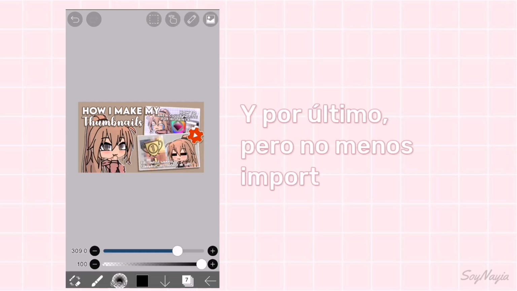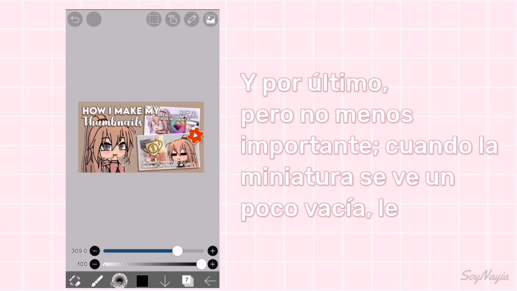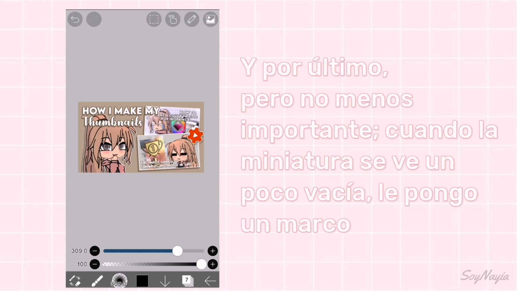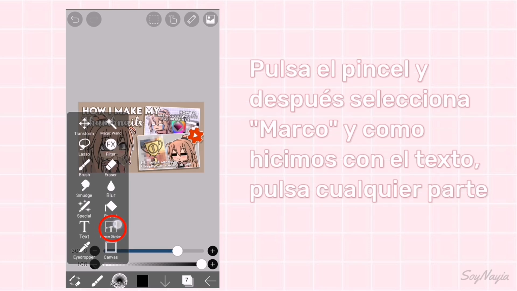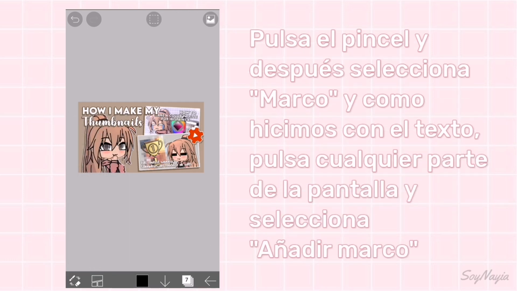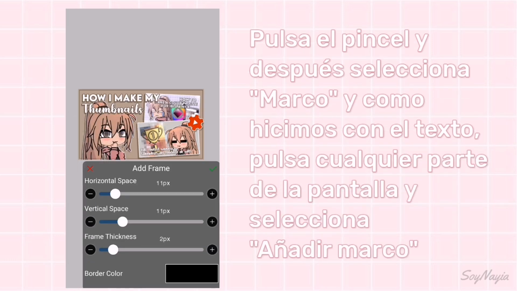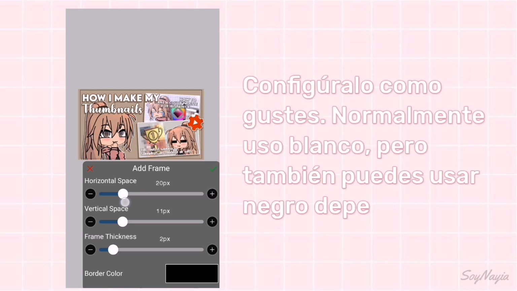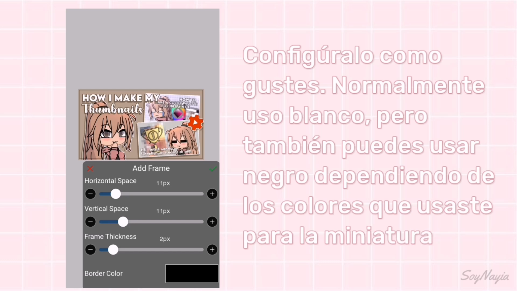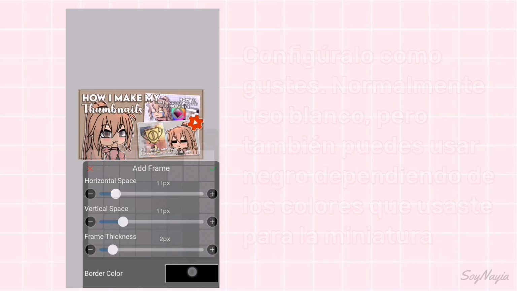Last but not least, when the thumbnail seems a little bit empty, I put a frame divider. Click on the brush, and then select frame divider, and as we did with the text, click any spot of your screen, and then select add frame. Add it wherever you want. I normally use white. You can also use the black color according to the colors you're using.